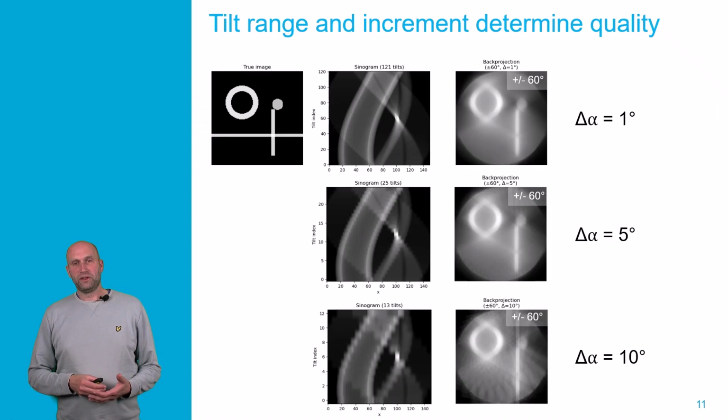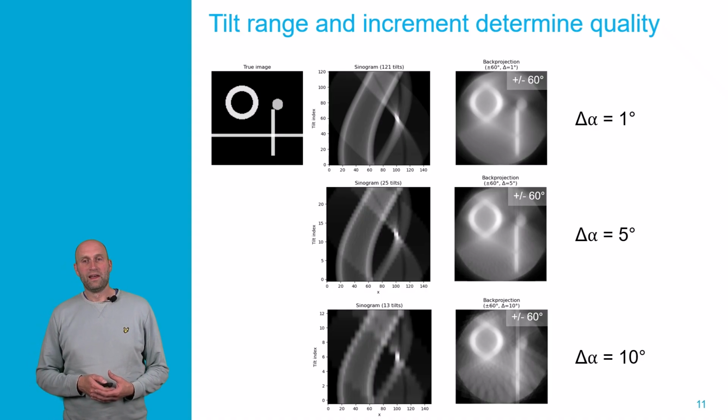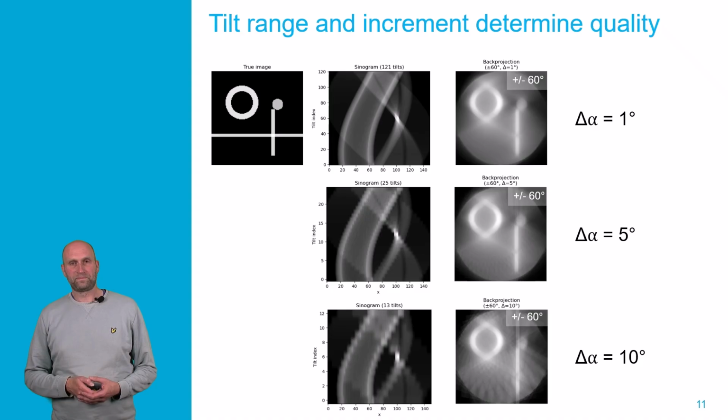In addition to the tilt range, it also depends on the tilt increment. So the finer we slice through this sinogram, so the smaller the angular step sizes we choose, the better we can represent high resolution detail. And you can see this in this example, where if we use a coarse step size of about 10 degrees, then we also get a relatively coarse reconstruction. But at a fine step size of 1 degree, we are getting a very finely sampled reconstruction.